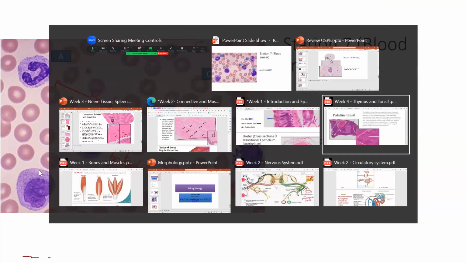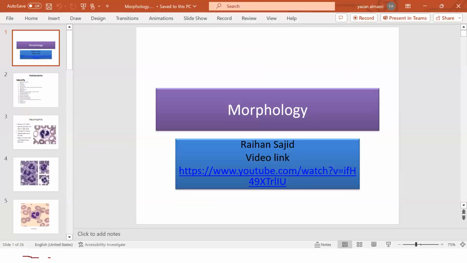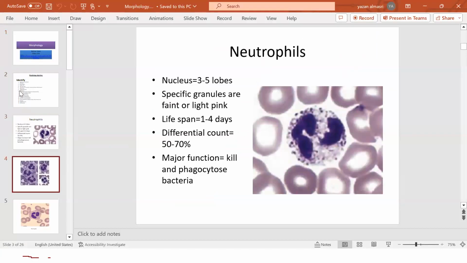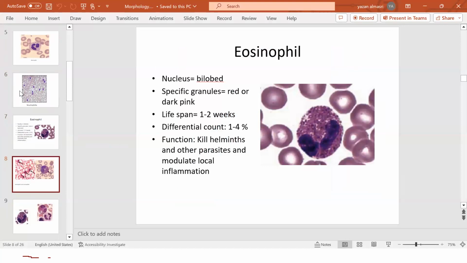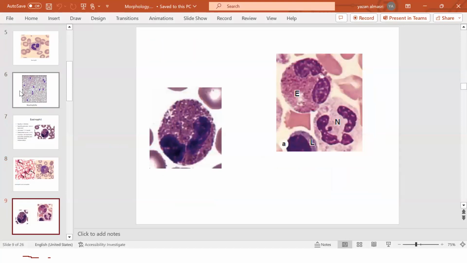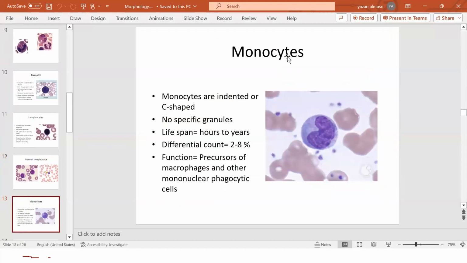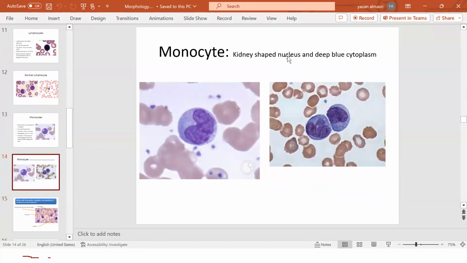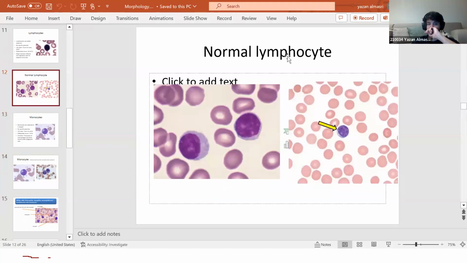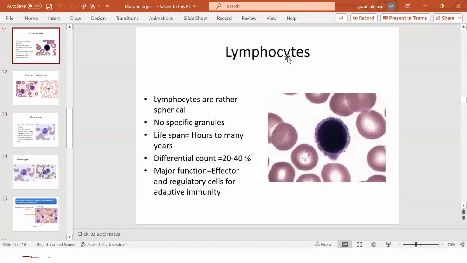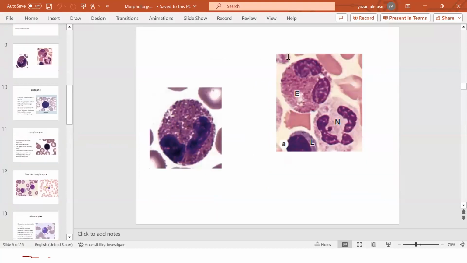Wait. I think it would be an agranulocyte. No, it is an agranulocyte. So he's gonna bring this exact same picture. In the morphology in the OSPE, everything is going to be from these exact same slides.